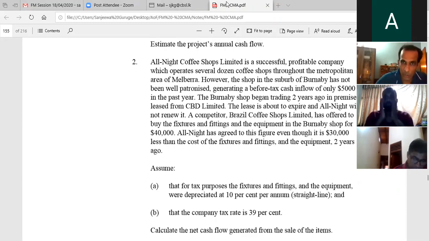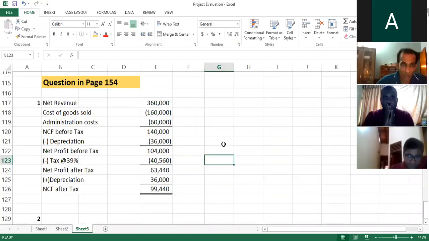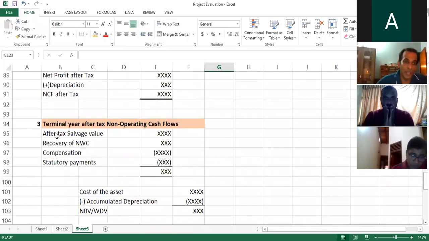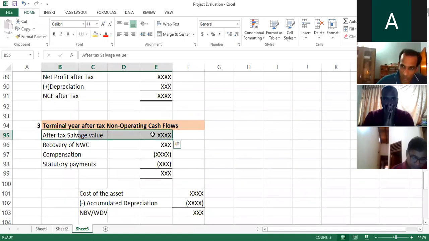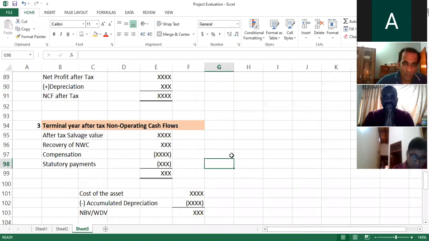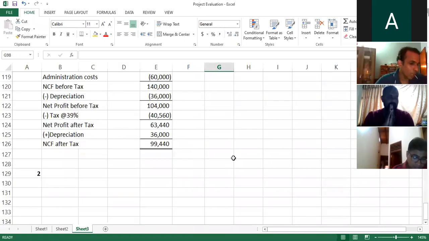Right. So that is what we have to calculate. In fact, based on the points we discussed earlier, what is the value we have to calculate? We have to calculate after tax salvage. So this question is the third category, terminal cash flow, and the main item is the after tax salvage value. We already discussed how to calculate the after tax salvage.